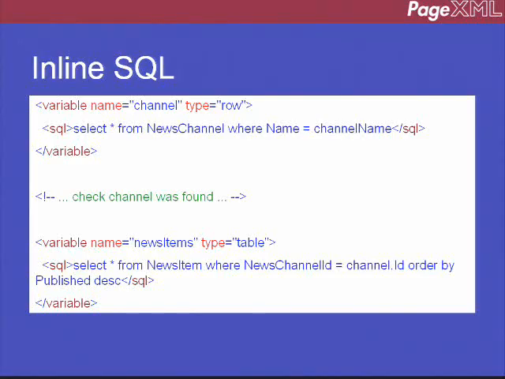So you can see with this one, on the URL example we had before, the second URL part was channel name. Here we're just doing a simple select from the news channel table where the name is channel name. Then we might have an if statement which checks to see if that channel exists, because you might want to have a resource not found error or something like that. And then down here we've got another variable, type is table, which is selecting all of the rows from the news item table where the channel ID is channel.id.